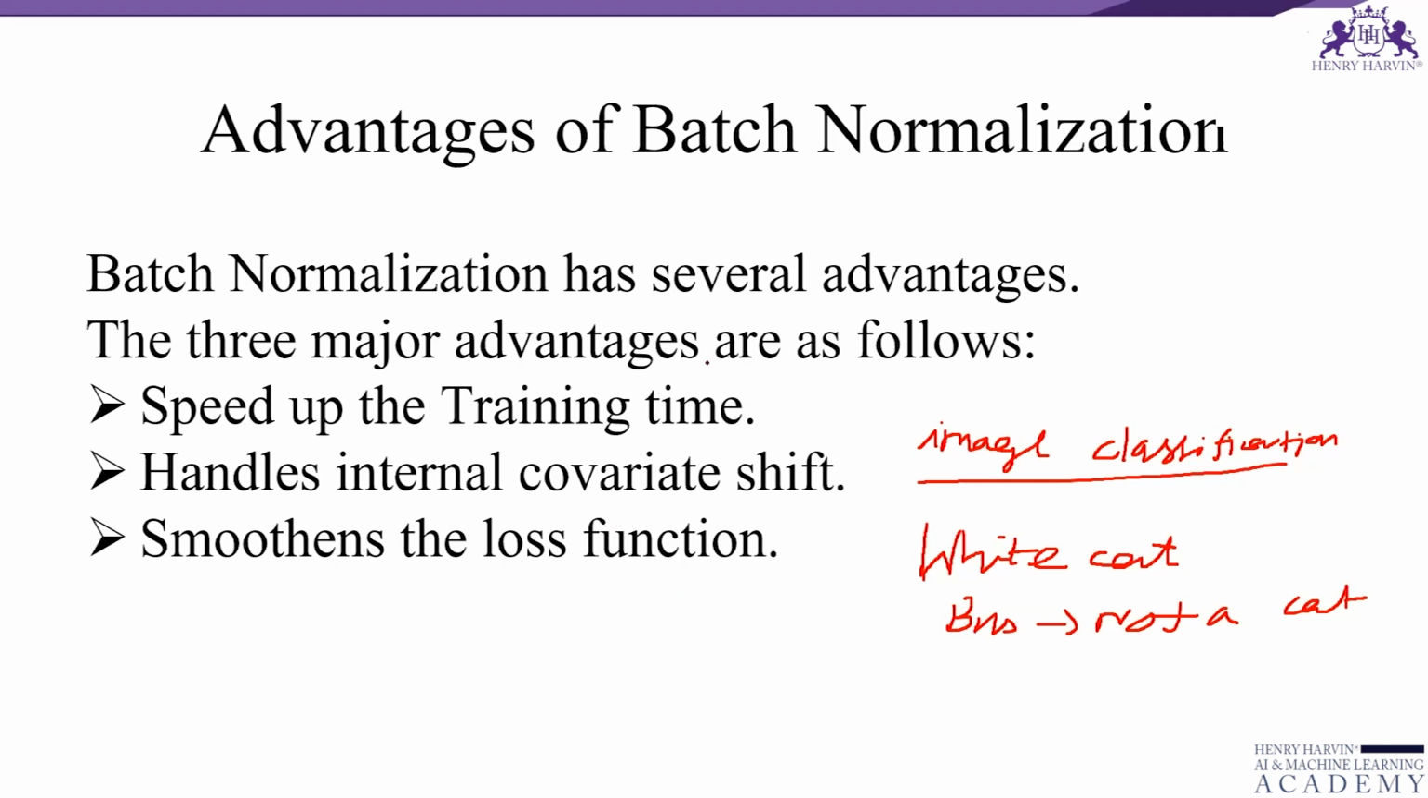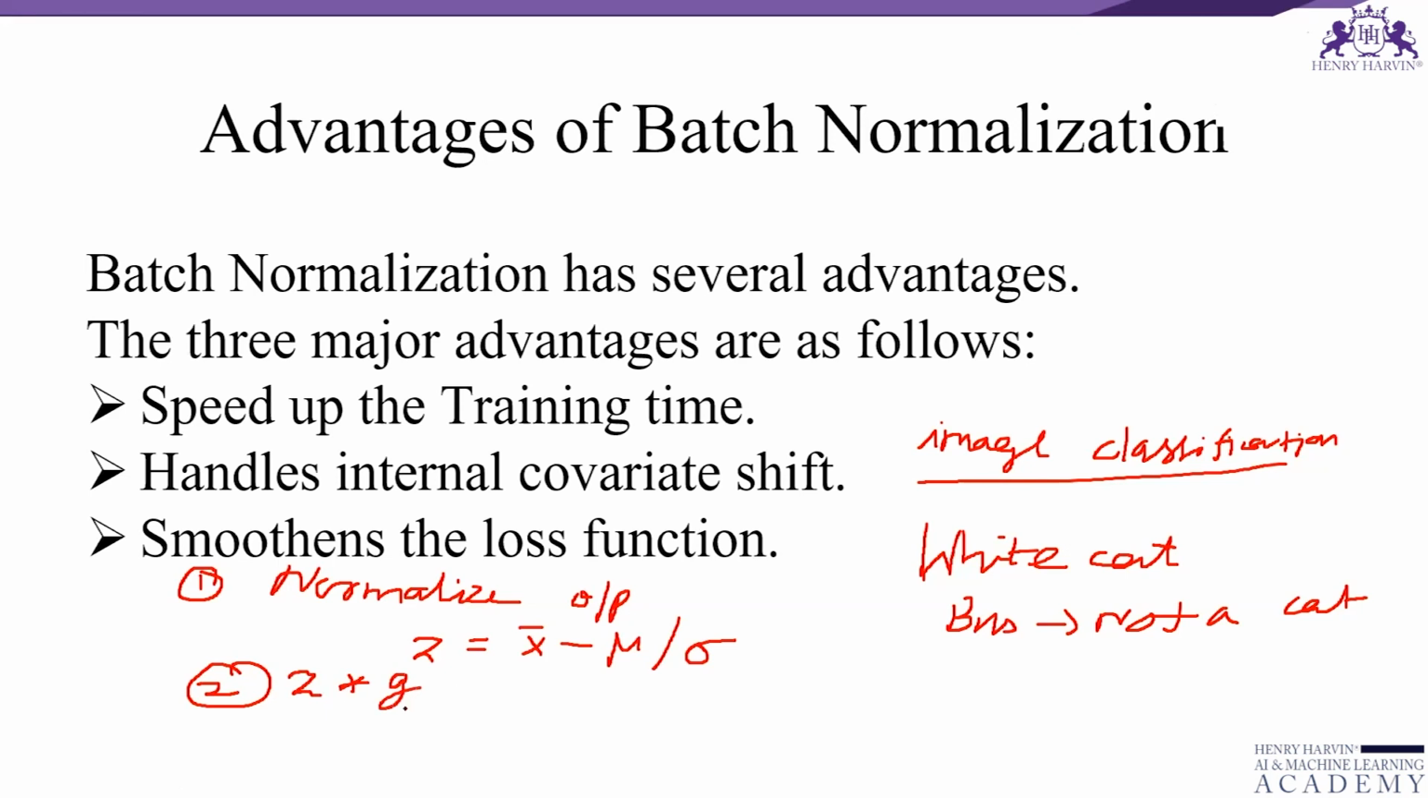So in this video we tried to understand batch normalization and its advantages. Let me summarize all that. The first point is that it will normalize the output from the activation function. Let me write it in another form: Z is equal to X bar minus mu divided by sigma. The second step is that the normalized output is multiplied by an arbitrary parameter called G. So Z into G. The third step is to add an arbitrary parameter B to the resulting value, so basically Z into G plus B. So this is what we were studying in batch normalization, right?